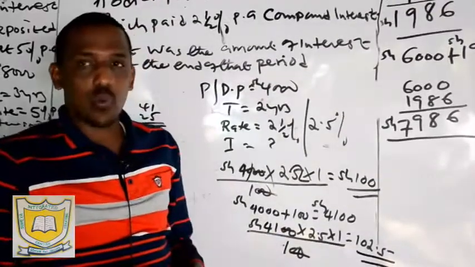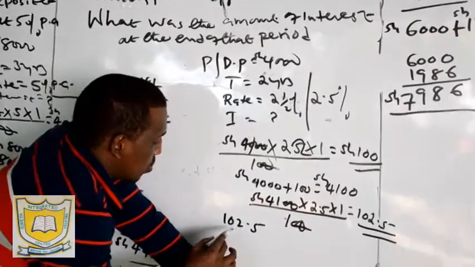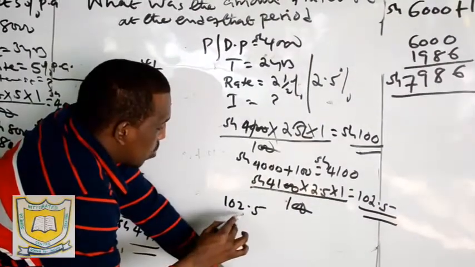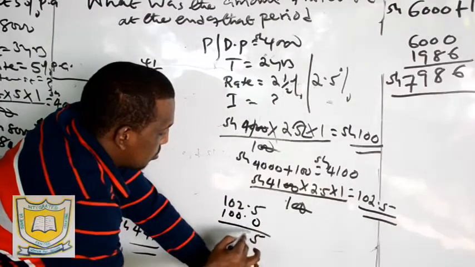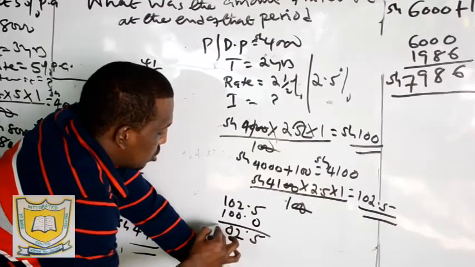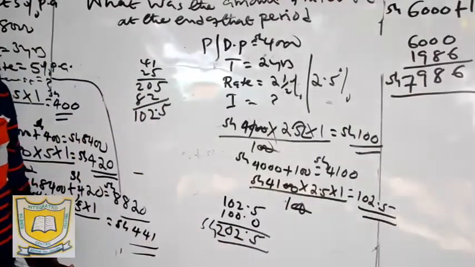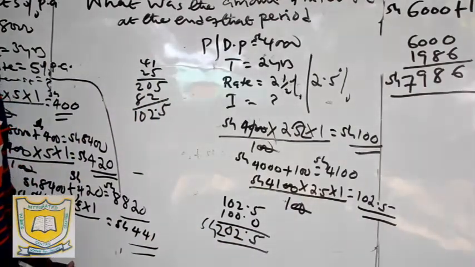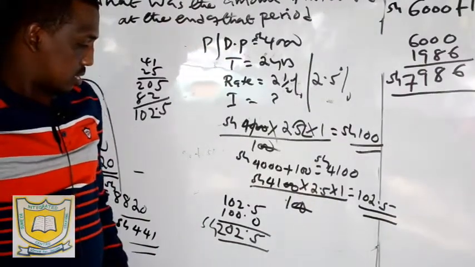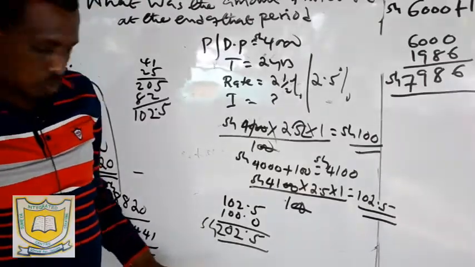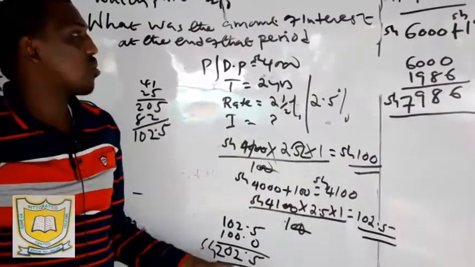What we do now, we add the two. 102.5 plus 100, so we get 202.5 shillings. That is now the compound interest.